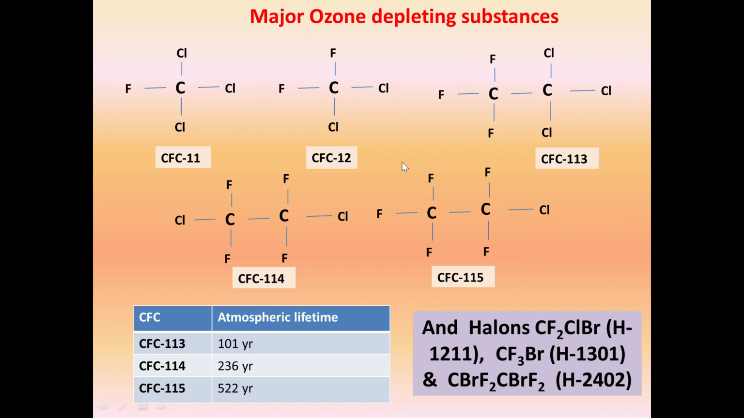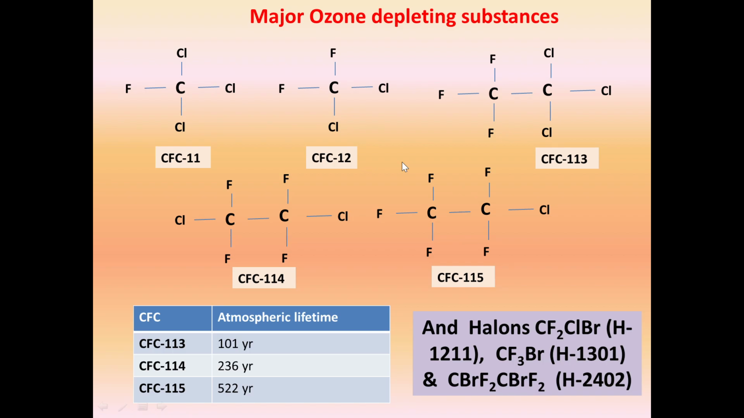CFC113 is 101 years, CFC114 is 236 years, CFC115 is 522 years. This is the atmospheric lifetime of the chlorofluorocarbons. And halons are the fire extinguisher agents. Their formulas are Halon 1211, Halon 1301, Halon 2402. These are the chemical formulas. You can easily remember these things.